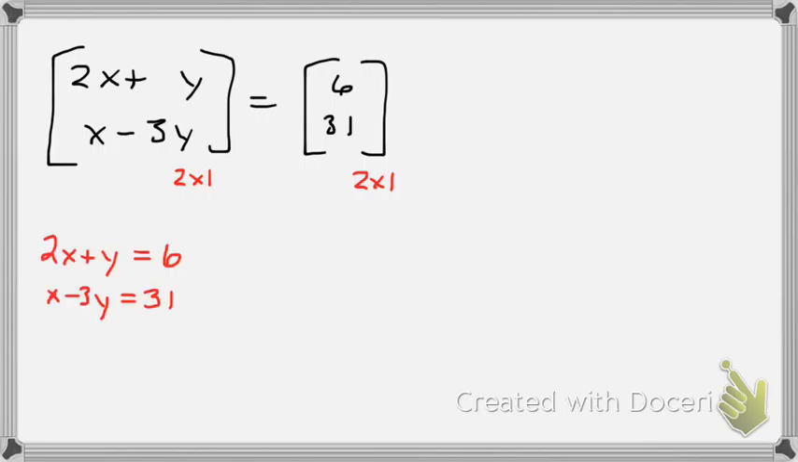And when you set the top equal to the top and the bottom equal to the bottom, you have a system of equations. Do you remember how to solve a system of equations? Using substitution or elimination? Do you have any memories of that? From chapter 3? What I would do is multiply the bottom one by 2.